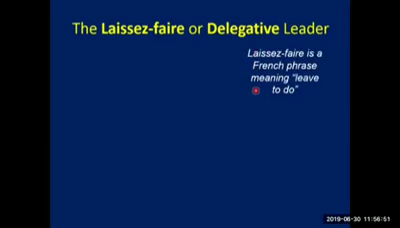Laissez-faire or delegative leader. Laissez-faire is a French phrase meaning leave to do.